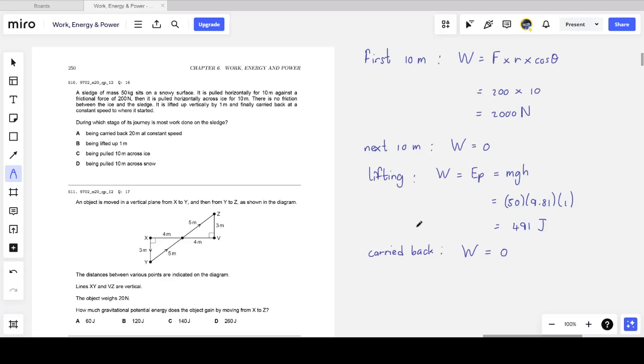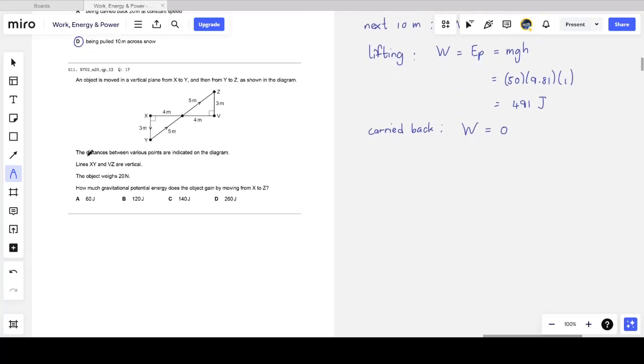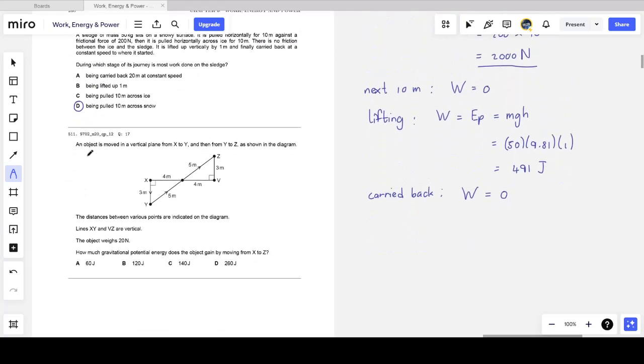Okay, so as you can see from here, the biggest number is 2000, and that's for the first 10 meters. And so this corresponds with option D. The most amount of work is done when the sledge is being pulled 10 meters across the snow. And so that's option D. You didn't have to write out all the formulae and do the calculations like I did. You could quickly put them into the calculator. But again, you can see that you need to compare every step of the journey if you want to get the correct answer. And so it turns out that the work done against friction was the majority of the work being done.